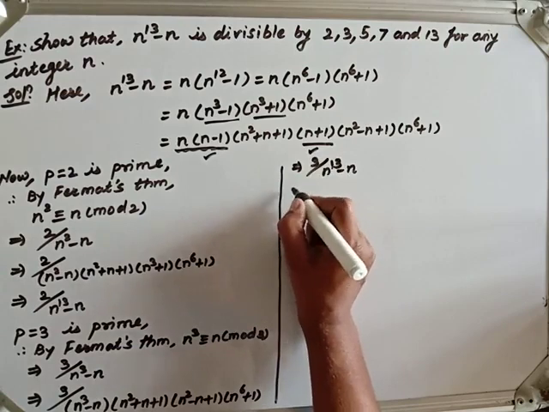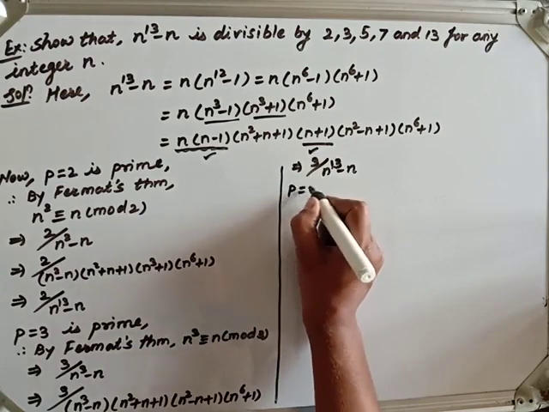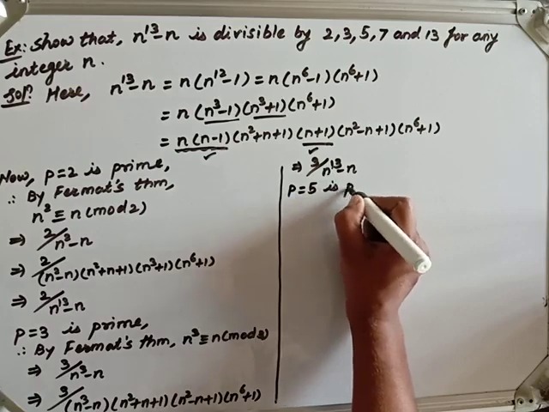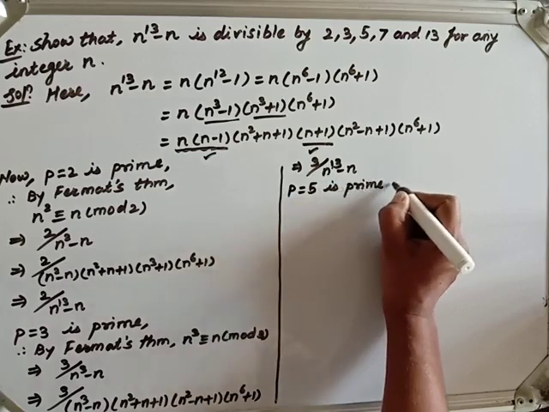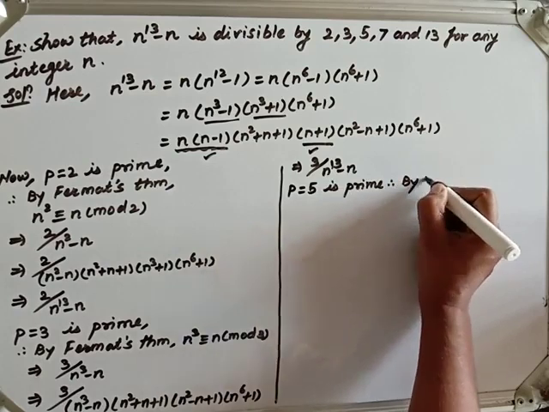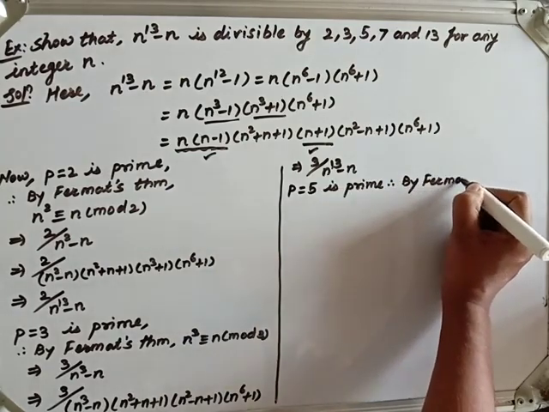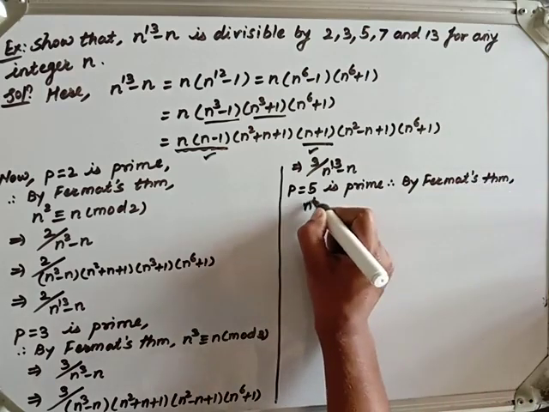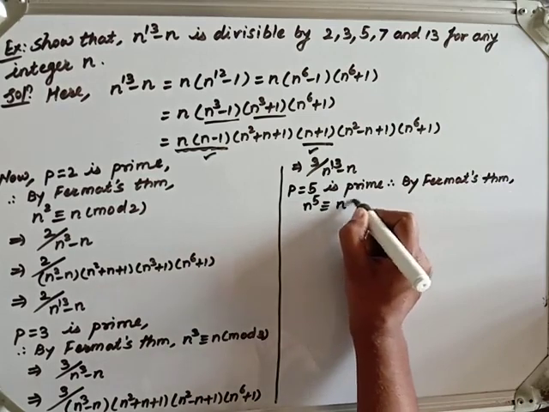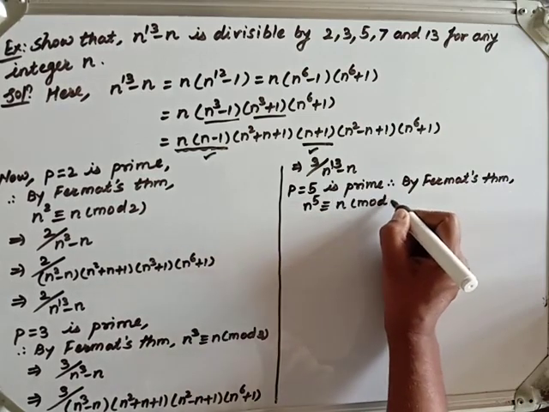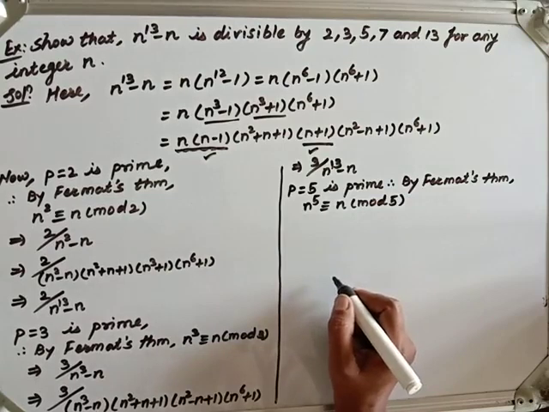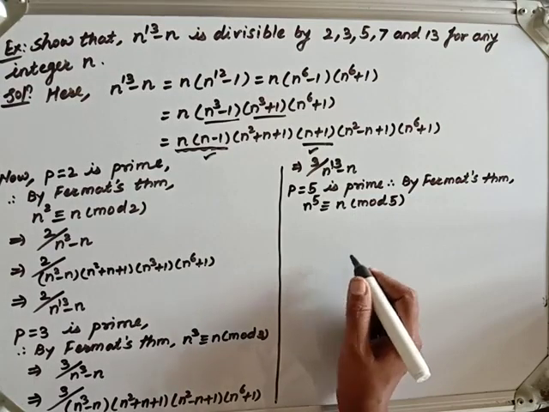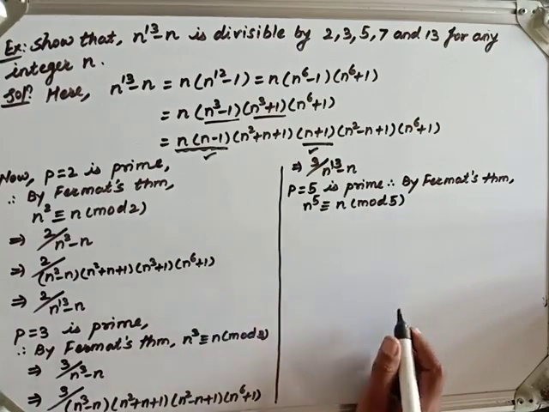Now again, p is equal to 5 is prime. Therefore, by Fermat's theorem, what we get? n raised to 5 congruent to n modulo 5. Fine. So, from this, now for this, how do we get it? Look at here.